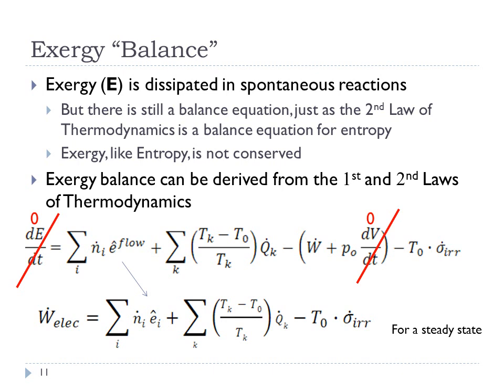So the electrical work is equal to the exergy flowing in minus the exergy leaving, plus the exergy of thermal energy entering, minus the exergy of thermal energy leaving, minus the exergy destruction, where exergy destruction, as I said before, was T naught times sigma dot irreversible. And that is the exergy balance equation for a steady state system, which was solved for by taking the first law minus T naught times the second law and then assuming steady state.